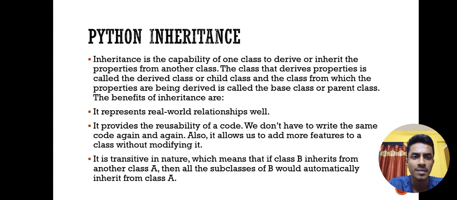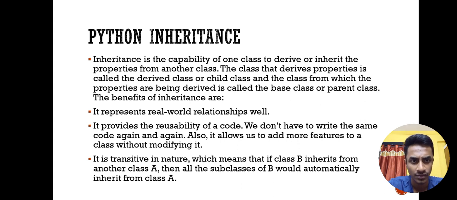Coming to Python inheritance. Inheritance is the capability of one class to derive or inherit the properties from another class. The class that derives properties is called the derived class or child class, and the class from which the properties are being derived or inherited is called the base class or parent class.